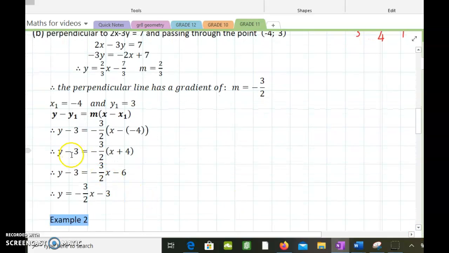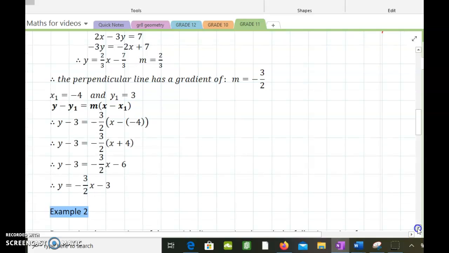So here we have, multiply the negative 3 over 2 times the x and times the 4, and we'll get negative 3 over 2x, negative 6. Add 3 on both sides, and the equation of the line which is perpendicular to the line that was given and passing through the point minus 4 over 3 is now equal to negative 3 over 2x minus 3. Let's look at example 2.